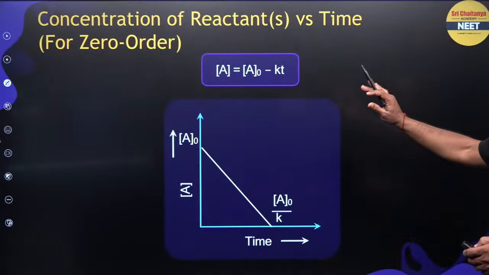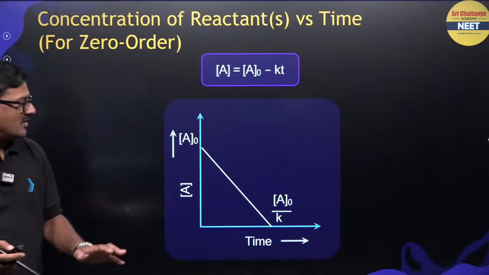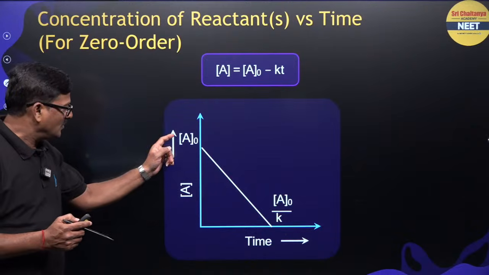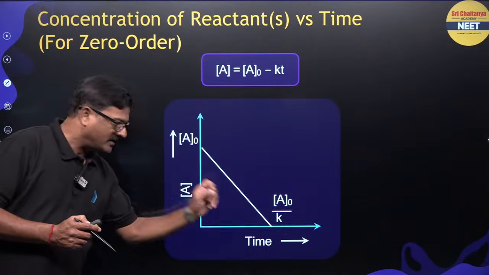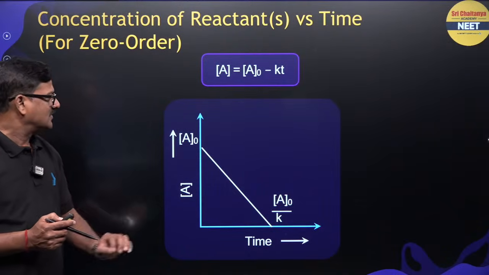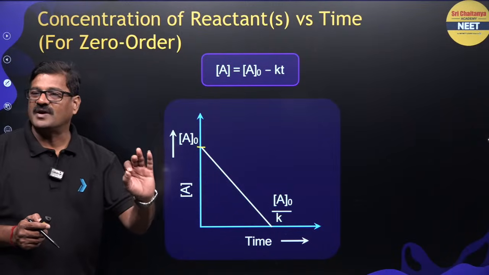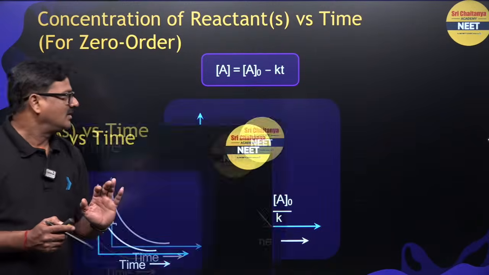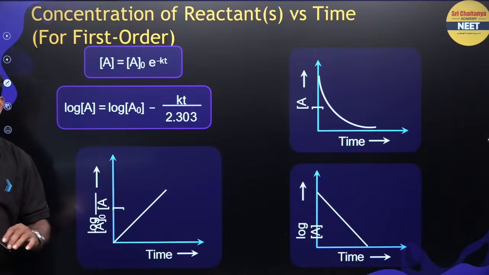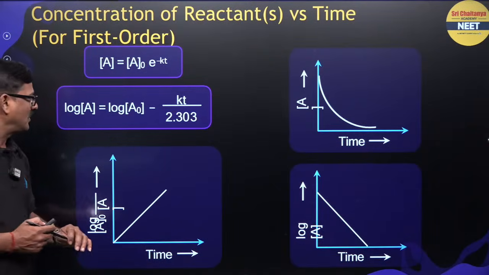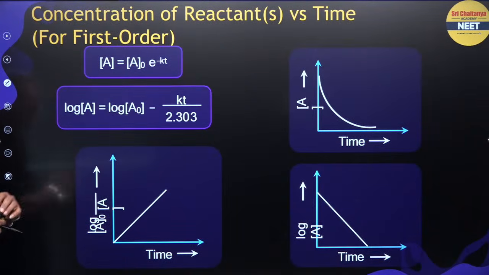And concentration of the reactant versus time for the zero order. We'll discuss these graphs in a meticulous way. So A concentration versus time, you are going to get a straight line with a negative slope. The intercept is going to be A0 and the slope is going to be minus K. And for the first order, A is equal to A0 exponential minus Kt, so log A is equal to log A0 minus Kt by 2.303.